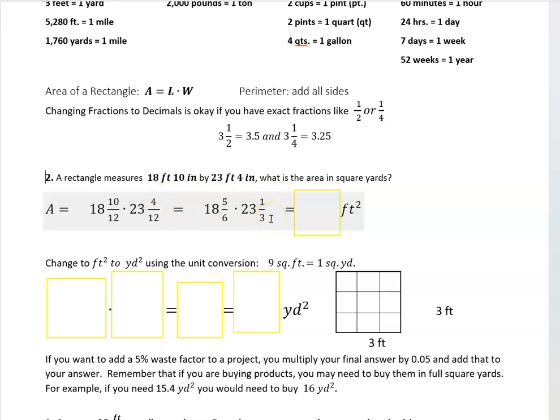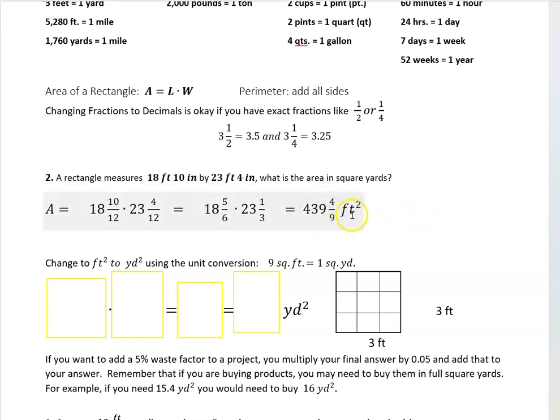And then I would use a calculator here. If you're not sure how to use your calculator, I have a video, I'll put it in the description, of how to multiply mixed numbers with the TI-36X Pro. But you can figure out how to do that on any calculator. And if you're in my class, I'm happy to show you in class. So I multiply these two, and when I multiply them, I get 439 and 4/9.